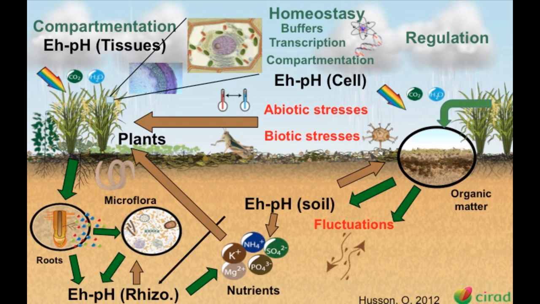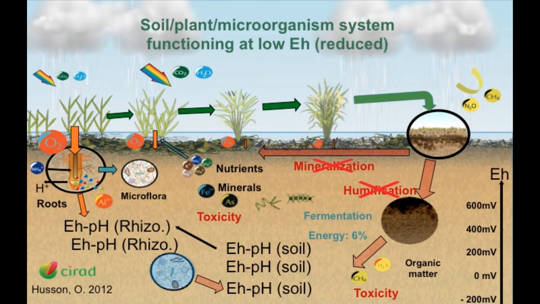At the same time, the EH, pH in the rhizosphere largely determines the population of the microorganisms. We will see that EH, pH in the rhizosphere will determine the solubility and form of the elements, so the solubility of all the nutrients, but also all the heavy metals. And deficiencies or toxicities will impact plant EH, pH. It's another oxidative stress.